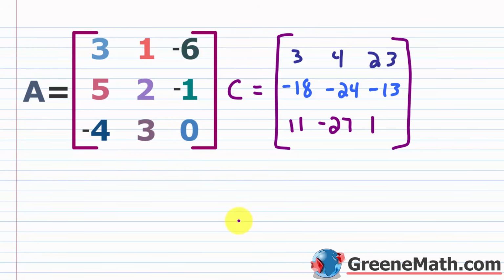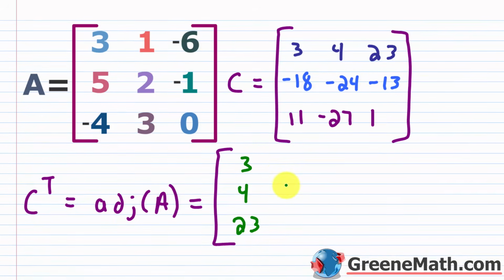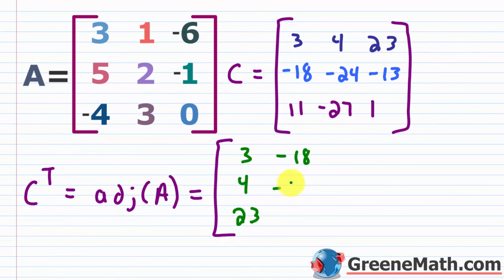At that point, it's pretty easy. I'm going to say that the transpose of this cofactor matrix is equal to the adjoint of A, which is going to be equal to what? We're going to transpose this guy. So I'm taking this row and making it this column. So let me use a different color. We're going to have 3, 4, and 23. Again, first row becomes first column. Then the second row becomes the second column: negative 18, negative 24, and negative 13. Then the third row becomes the third column: 11, negative 27, and then 1.